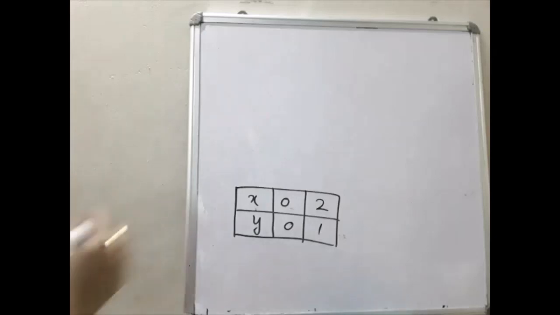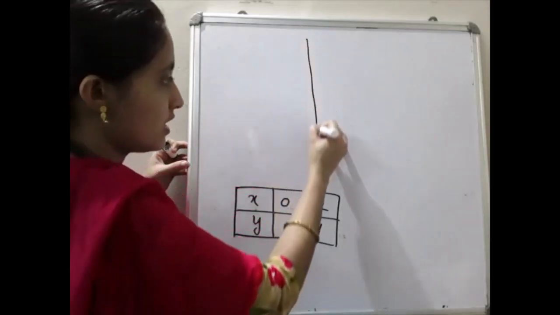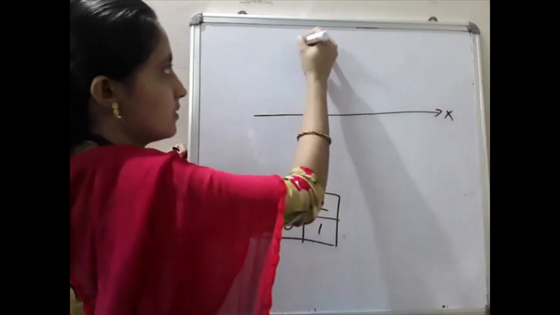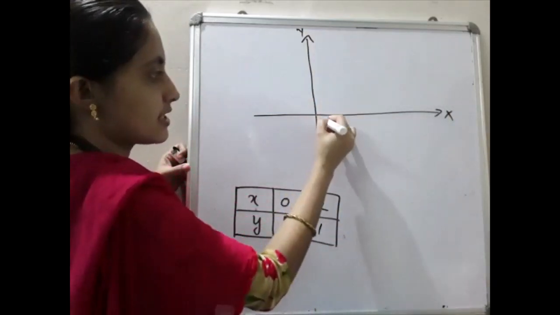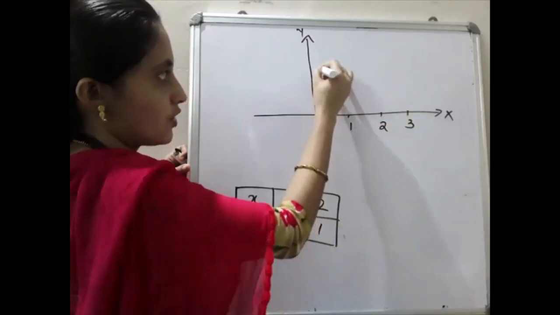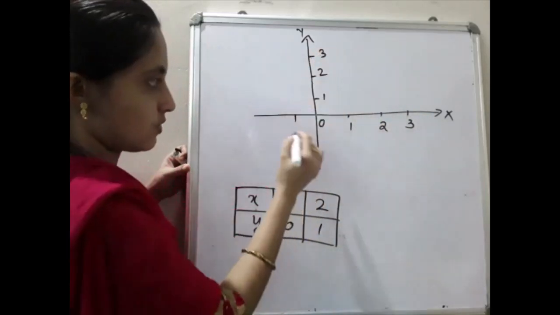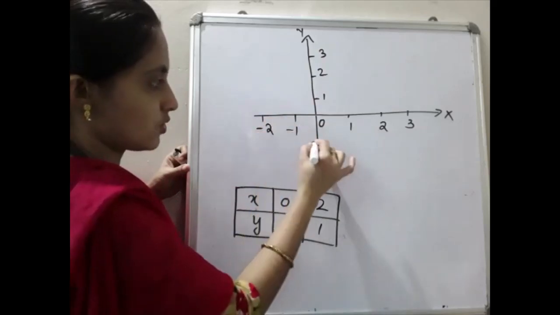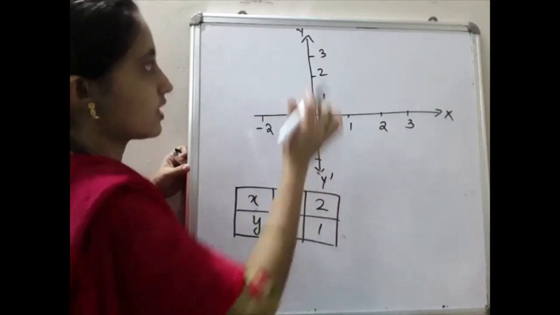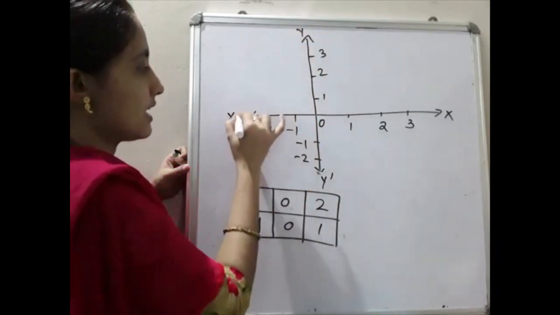Want to draw the graph. Okay, so first draw the y-axis, then x-axis. Two values. This is 0, 1, 2, 3. This is 1, 2, 3. And this one is minus 1, minus 2, minus 1, minus 2. This is y dash. Okay, then this will be x dash.